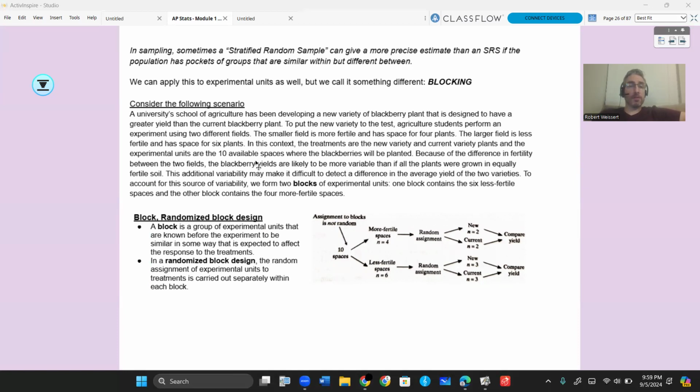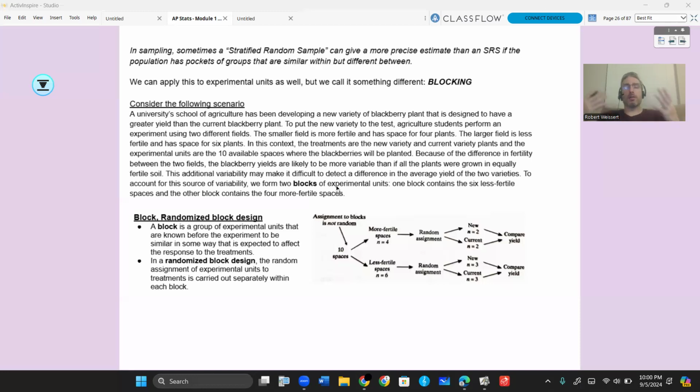Because of the differences in fertility between the two fields, the blackberry yields are likely to be more variable than if all the plants were grown in equally fertile soil. This additional variability may make it difficult to detect a difference in the average yield of the two varieties. To account for this source of variability, we form 2 blocks of experimental units. One block contains the 6 less fertile spaces, and the other block contains the 4 more fertile spaces.